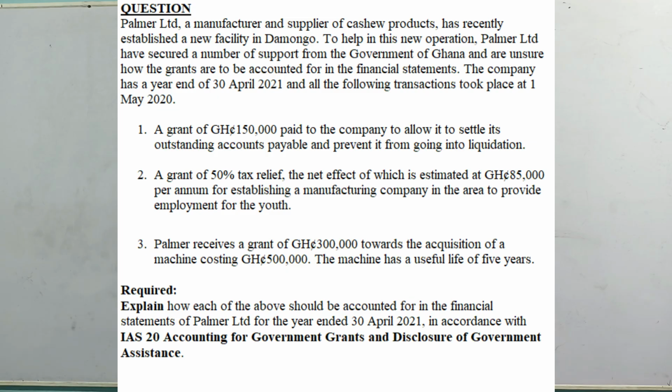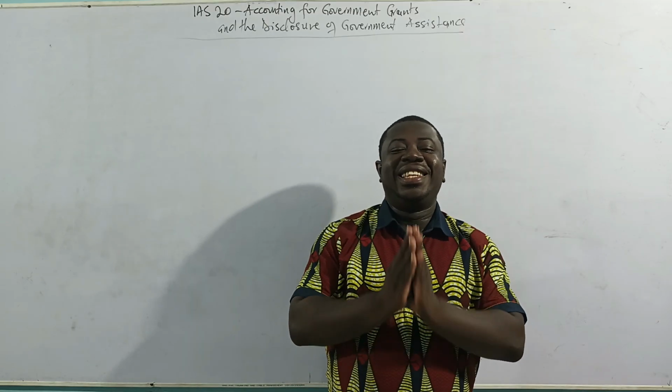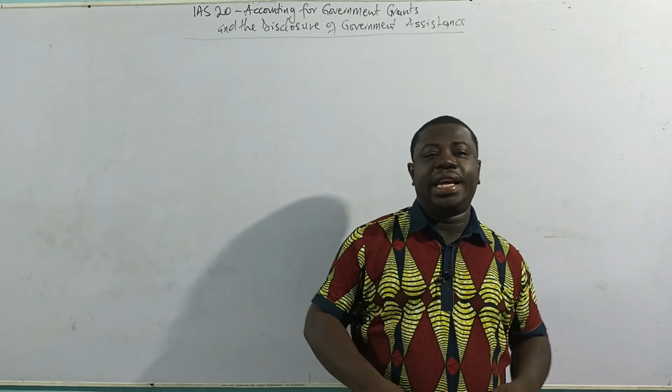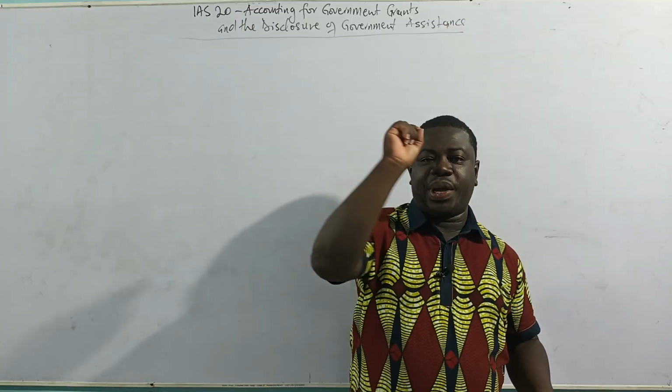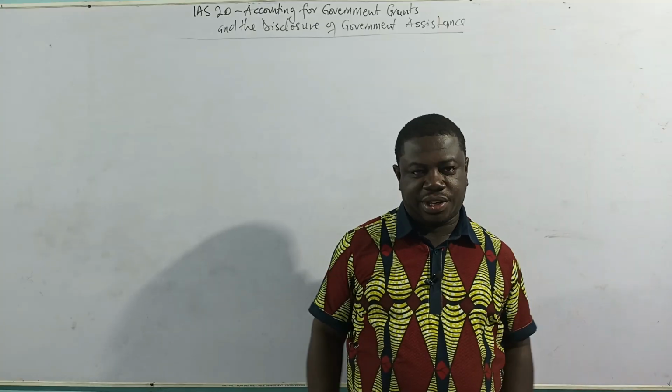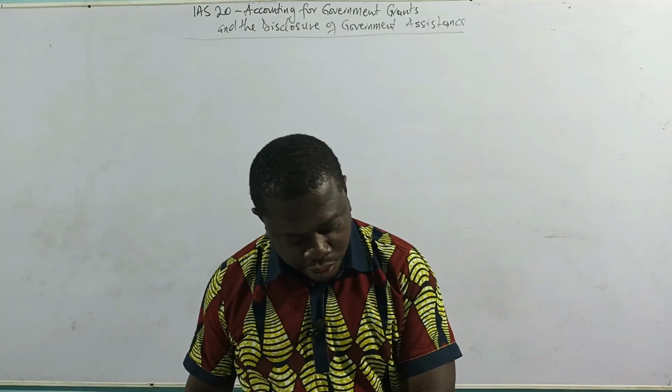Required. Explain how each of the above should be accounted for in the financial statements of Palmer Limited for the year ended 30th April 2021 in accordance with IAS 20, Accounting for Government Grants and Disclosure of Government Assistance. All right, so this is a very simple question. All that we need to do is to go back, read again, and then we will analyze what it is. So you pick the first grant, you write on it. Second one, you write. Third one, you write, and you are done answering this question. So let's go back and then look at it again.